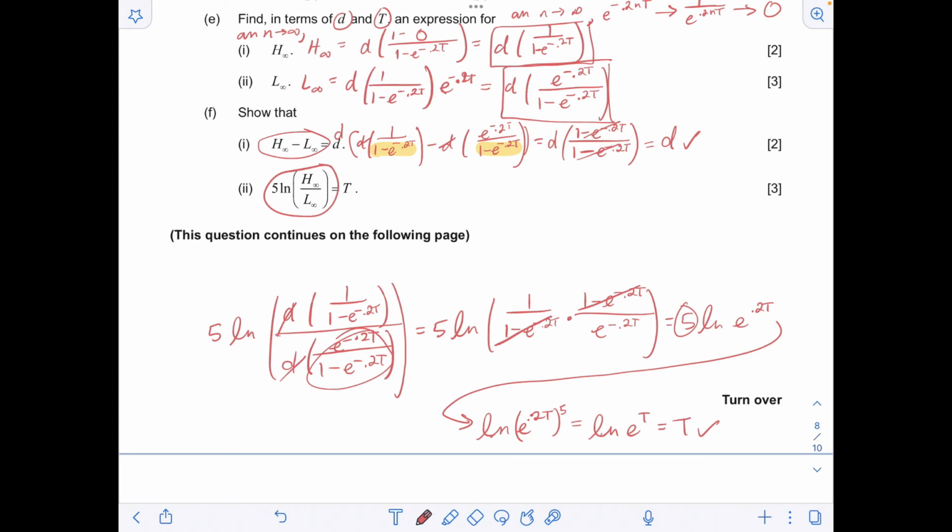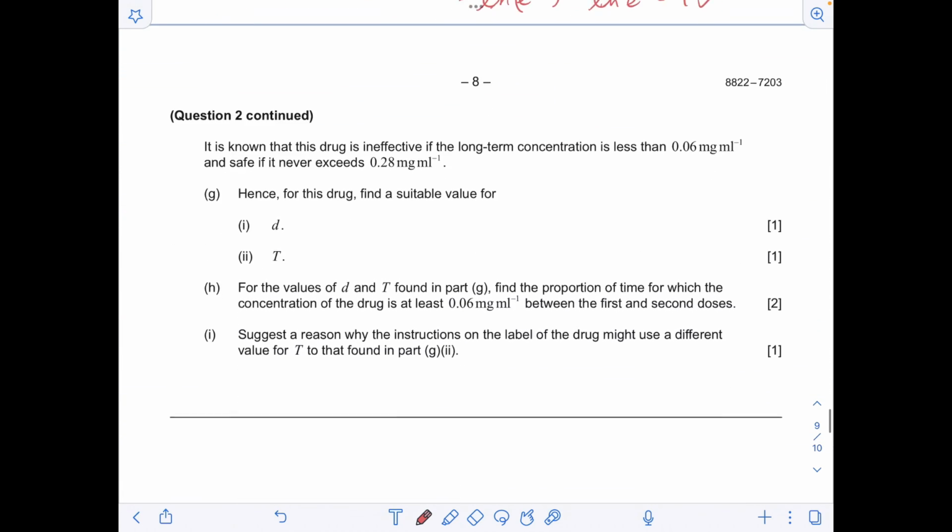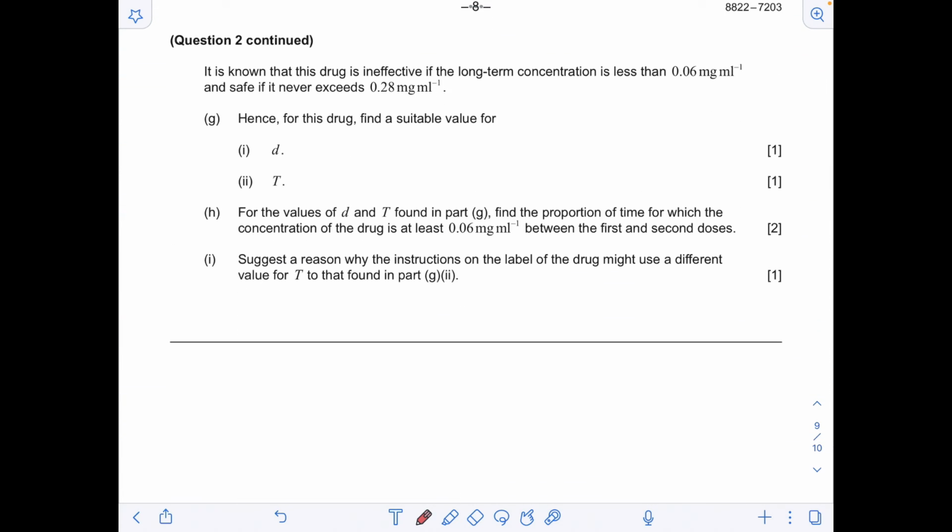And we finally turn to the last page of problem number 2. It's known that the drug is ineffective if the long-term concentration is less than 0.06 milligrams per milliliter, and it's safe if it never exceeds 0.28 milligrams per milliliter. So, hence, for this drug, find a suitable value for D. So we're thinking about our initial concentration values here.